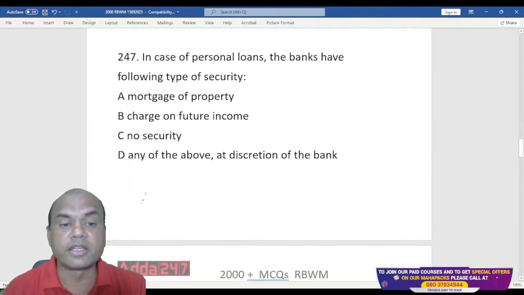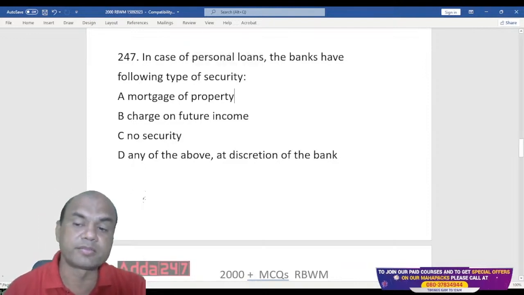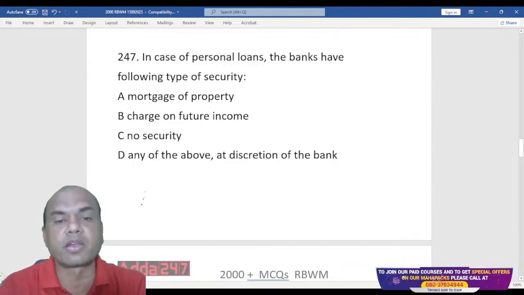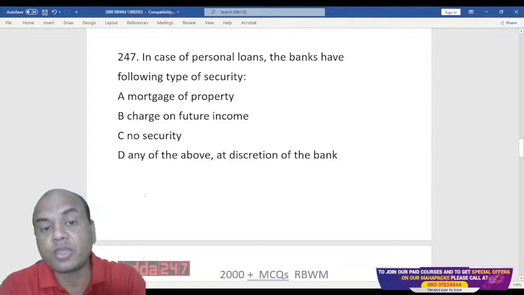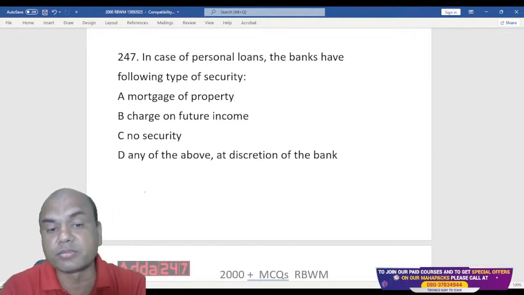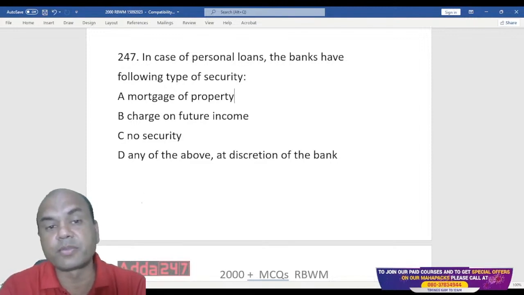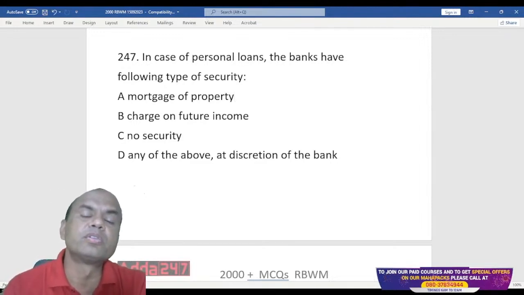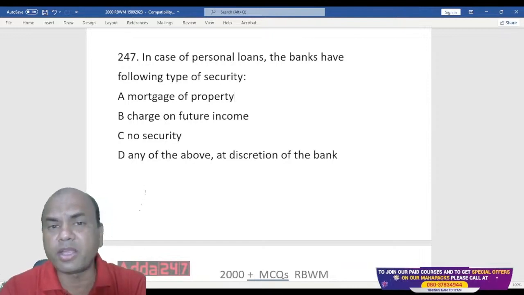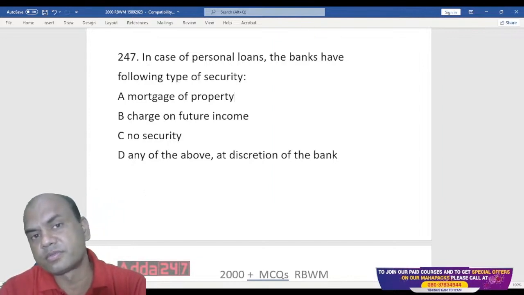Next one. In case of personal loans, banks have the following type of security. So, for personal loans, what do we take as a security? Mortgage of property, charge on future income, no security, any of the above at the discretion of the bank. So, tell me, do I take the mortgage of property for a personal loan? Property is taken for which loan?